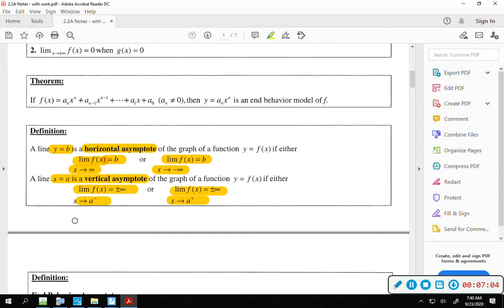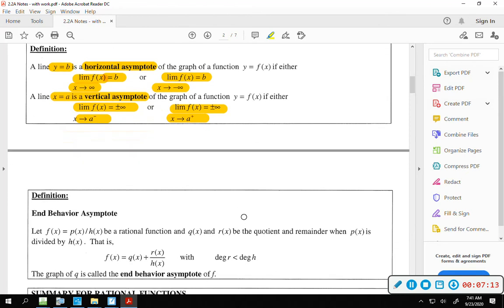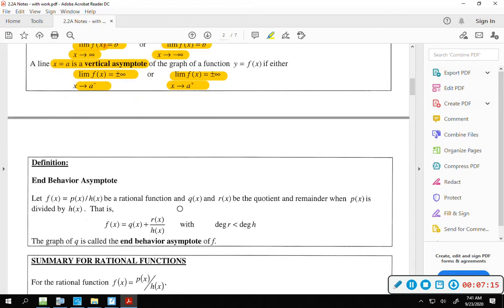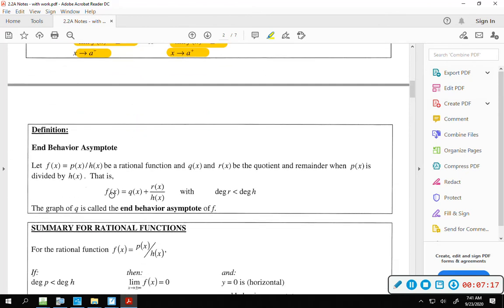This is the formal definition. You found horizontal and vertical asymptotes in the past. This is how we formally define it using calculus notation. This summarizes the end behavior model. We're going to see this end behavior model notation a lot.